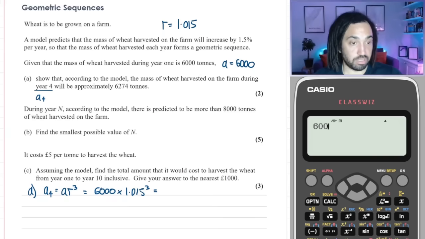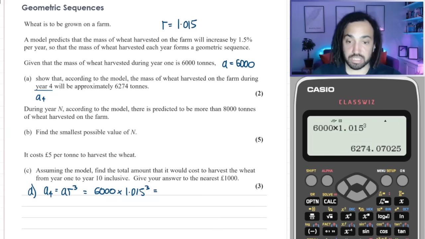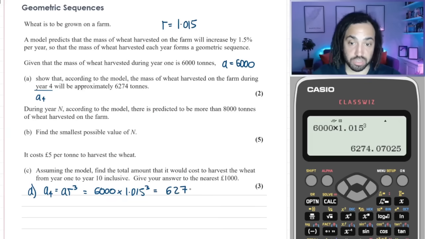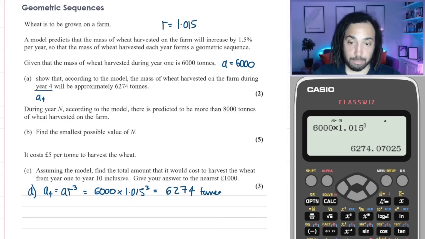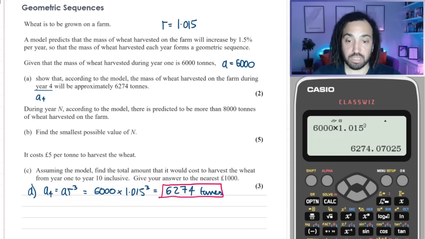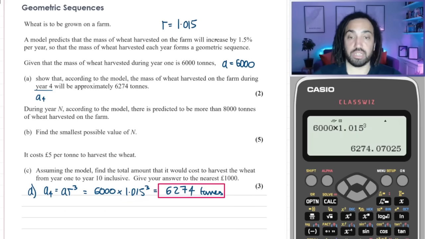So 6,000 multiplied by 1.015 to the power of 3. And we get that that is 6274, and that will be tons. And that will be the correct answer that we are looking for. Okay, perfect. Right, part B.